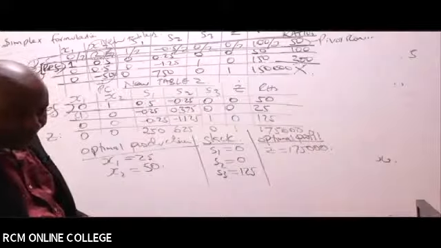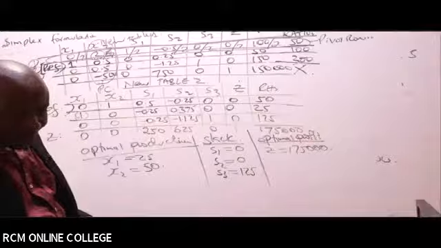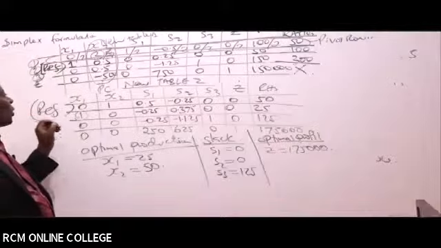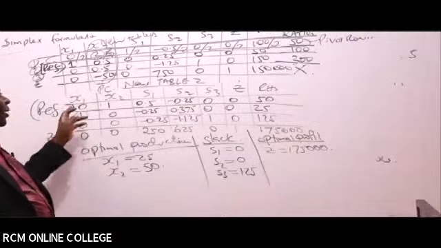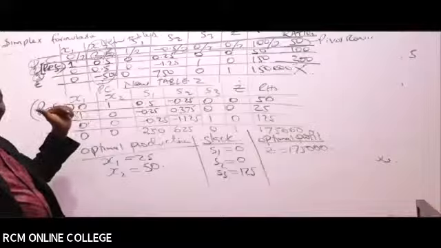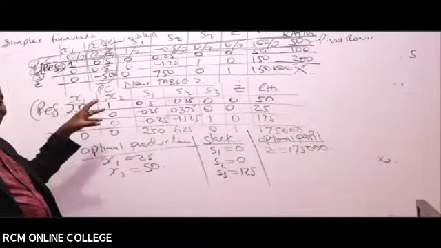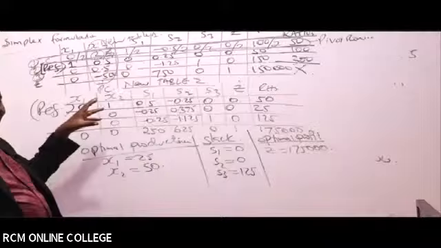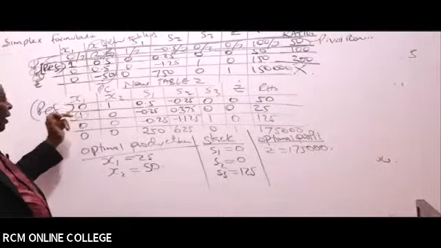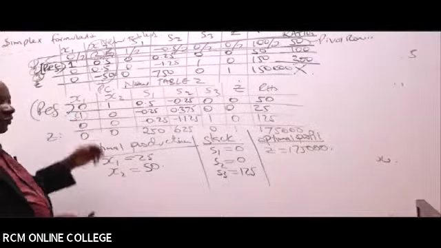I repeat on optimal production. Optimal production is very, very easy. What were the quantities of our products? It was X1 and X2. In this case, we have here X1, we have there 25.